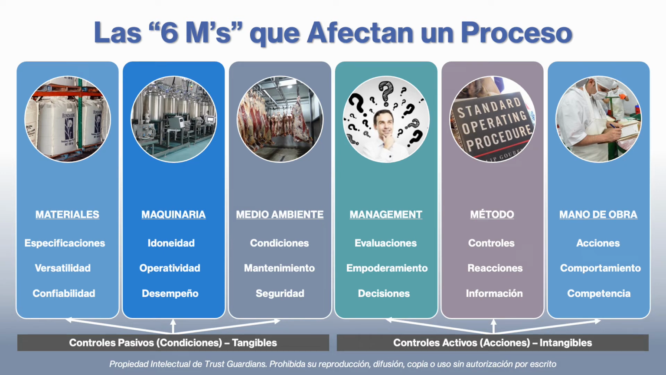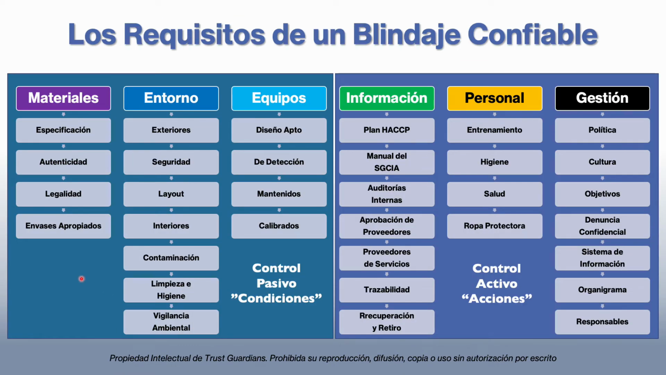Okay? If we check this in the standard, we can have the materials, the environment, the equipment, the information, the personnel, and the management. And all the requirements of the standard will be broken down for each one of the key elements. As you can see, there are only six key elements related to the Ishikawa Fishbone Diagram. So we have the passive controls, the conditions, and we have the active controls, the actions.